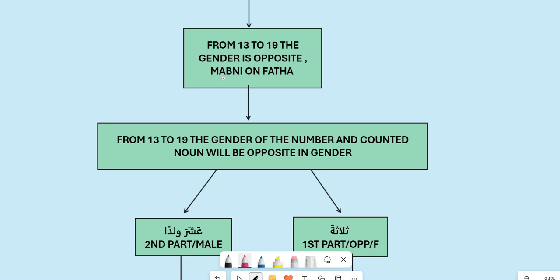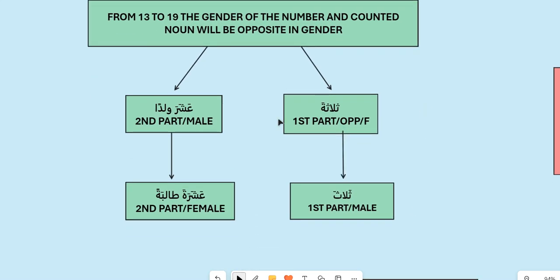And the gender of the number and the counted noun will be opposite, meaning the number and the counted noun will be opposite in gender. For example, I have given here, from 13 to 19, for example, ثلاثة عشر ولدا. The second part, if it's male, check the tamiz. As I told you, check the tamiz. It's waladan, male. Then what is the gender of the number? It's feminine, right? It's the opposite. If the tamiz is male, the gender of the number will be feminine.